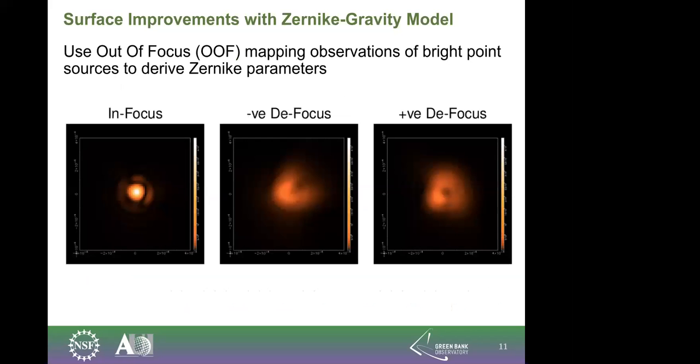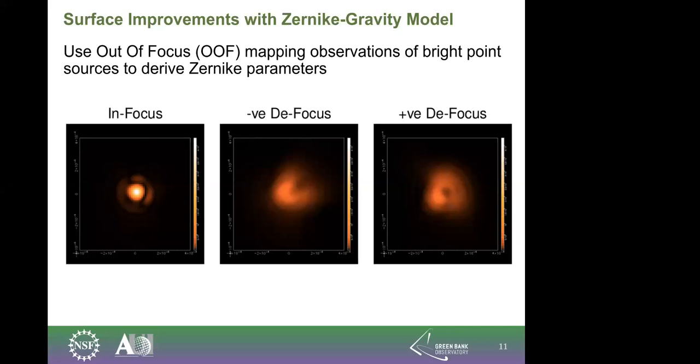All right, so auto OOF. The use of the out of focus, or OOF, mapping of a bright point source to derive the Zernike parameters. Anytime you're doing high frequency observations, so usually Ka band, about 30 gigahertz or up, in order to get the best possible point sources, you need to do what's known as an OOF. This is where you're mapping a bright point source and using that to derive the Zernike parameters.